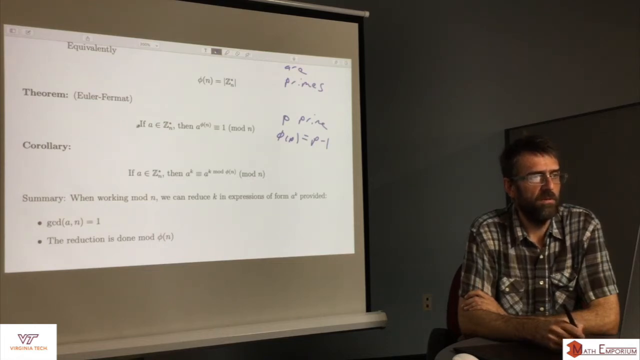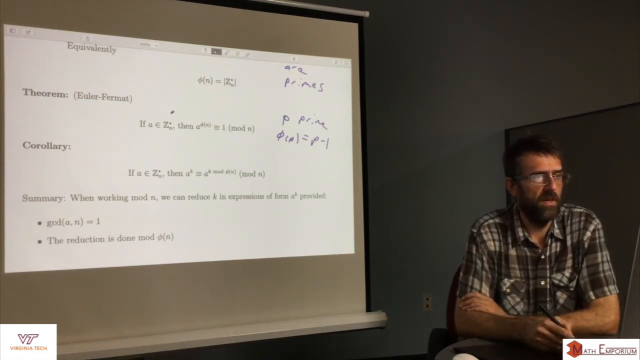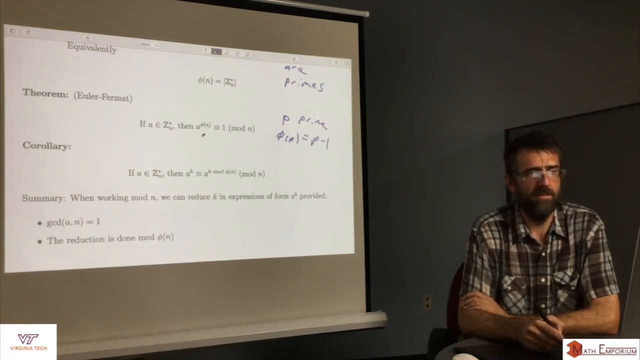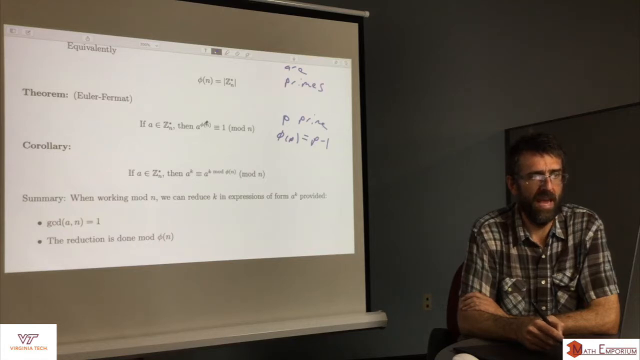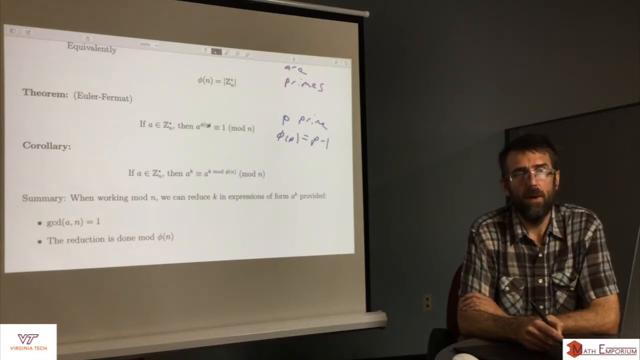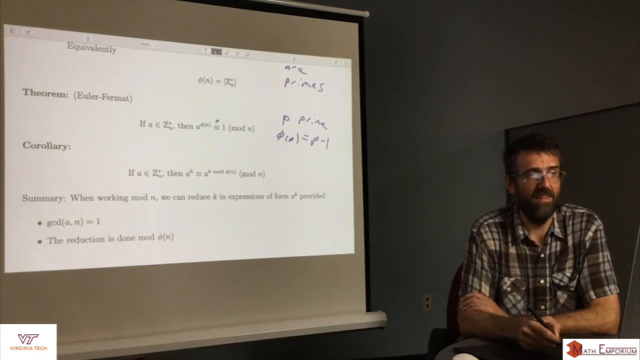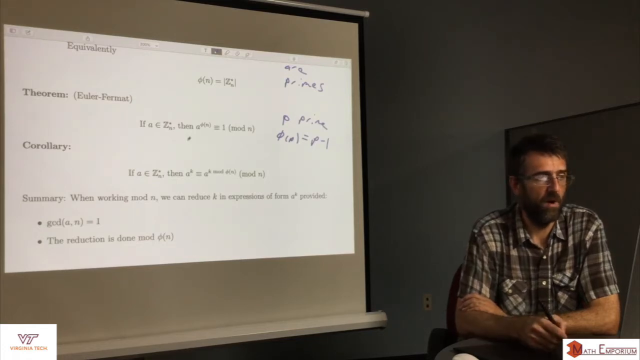So the reason this is true is that phi of n is the size of the group, so we know the order of any element divides the size of the group. So if we raise a to the power which is the size of the group, then that's going to have to give us 1 back.